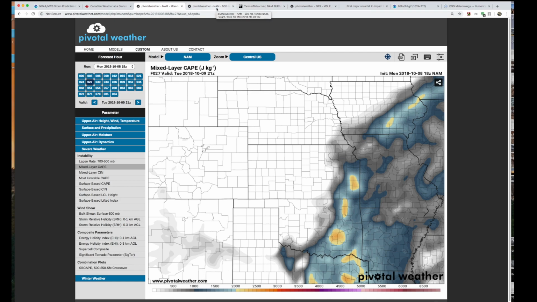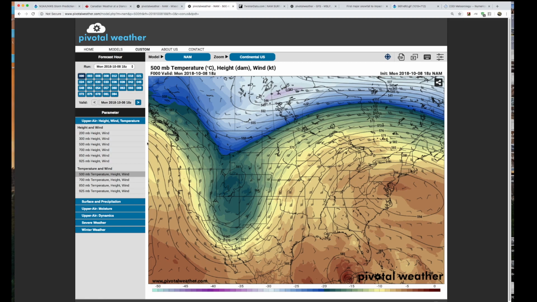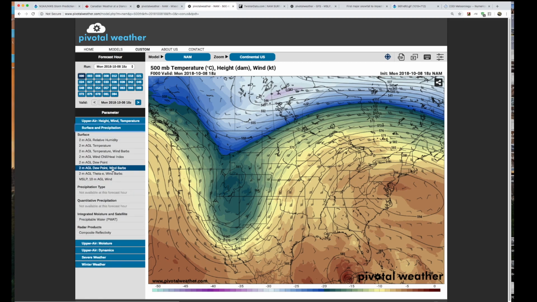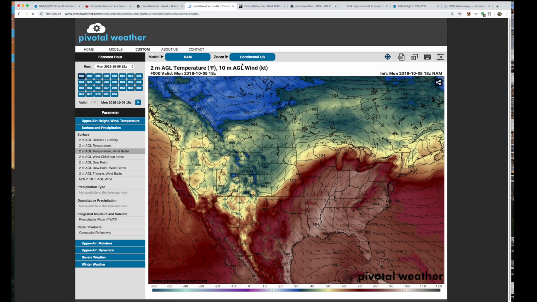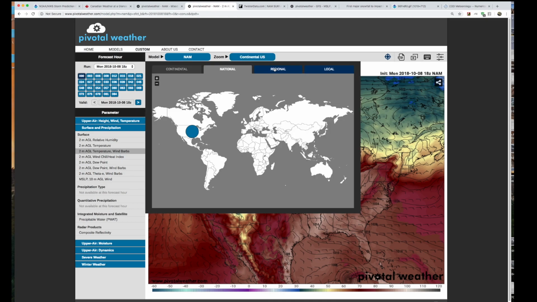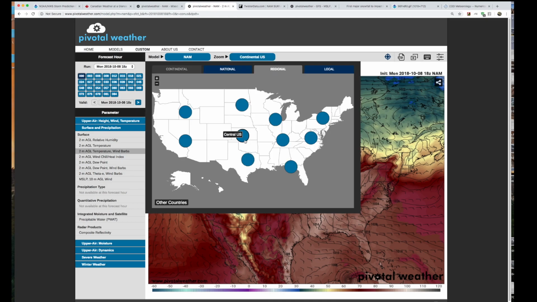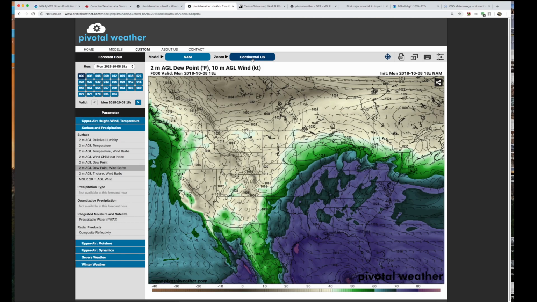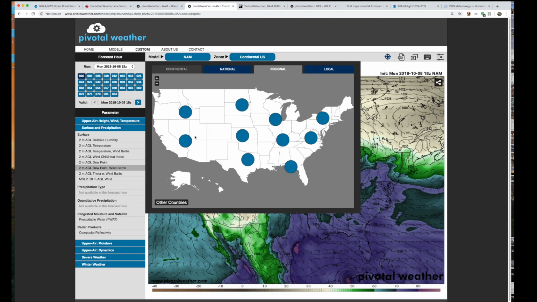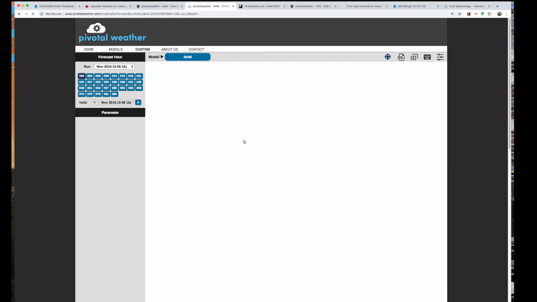So before we talk about this, we're going to actually talk a little bit more about fronts, because these become important when you're looking at moisture. So we're just going to pull the maps for fronts, and we're actually going to use dew point. And dew point is moisture. So we're going to look at this for our area.